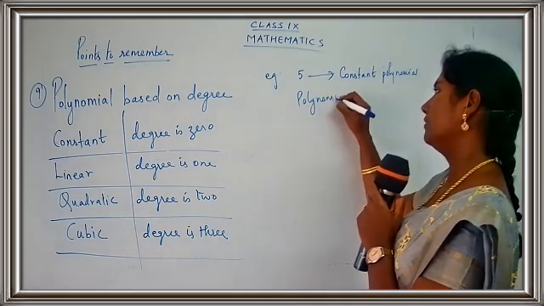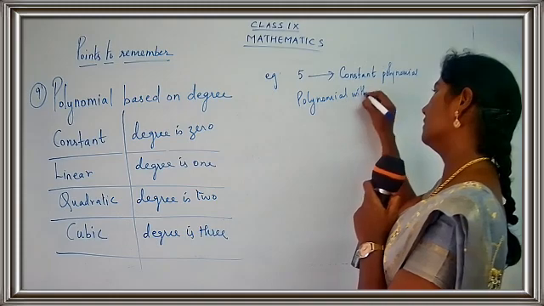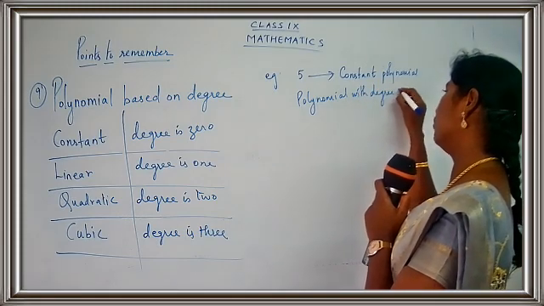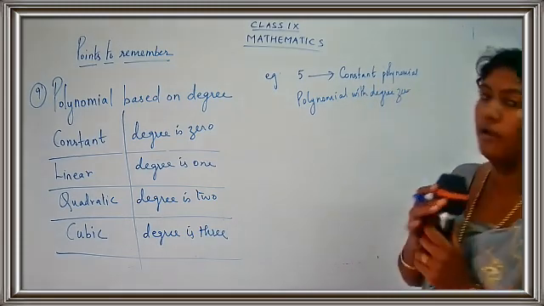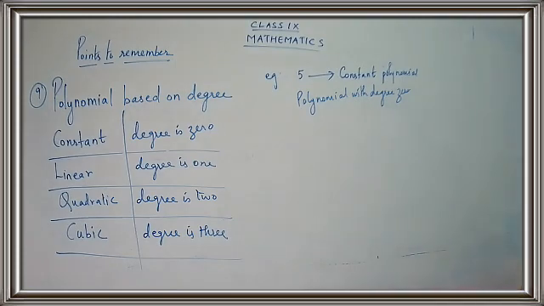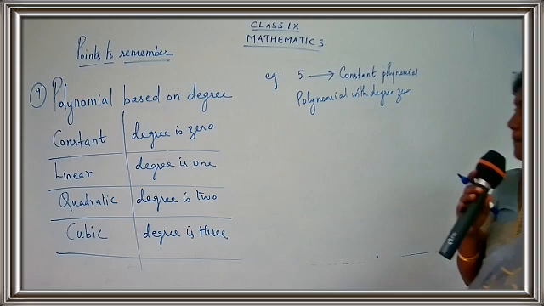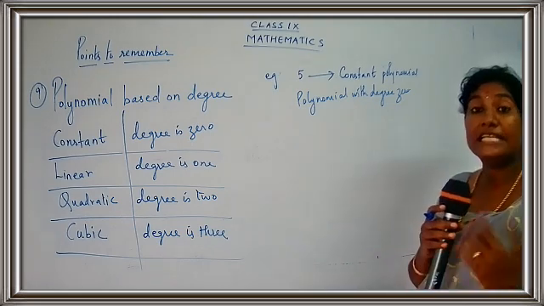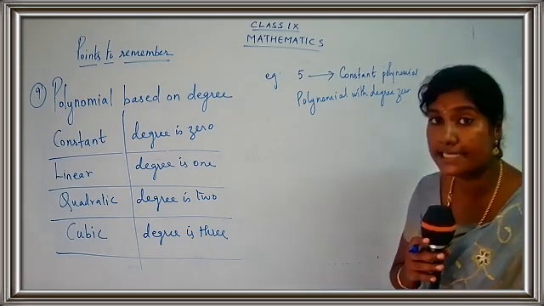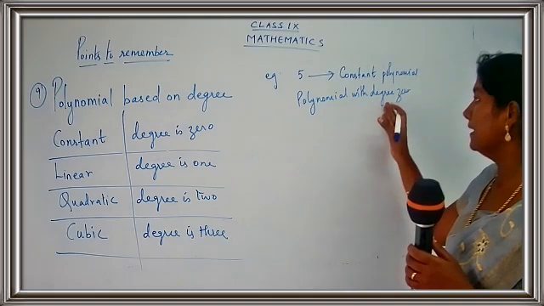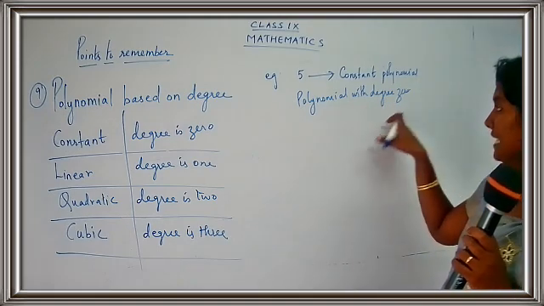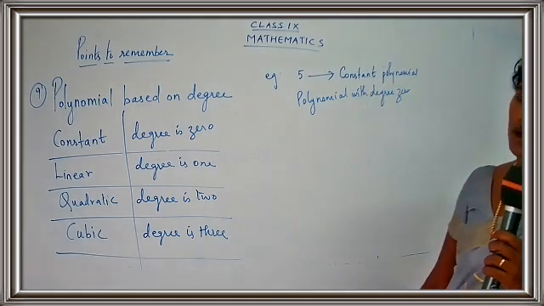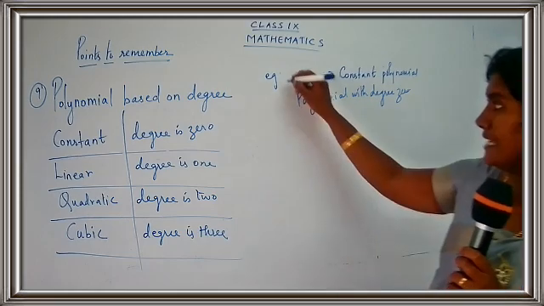Polynomial with degree 0. So why do you call 5 a constant polynomial? Because here there is no power. The power is 0. So if the power is 0, that means the degree is 0. The highest power is called the degree, yes children? So the degree will be 0. So if the degree is 0, you have to call it a constant polynomial. Okay, that was the first example.